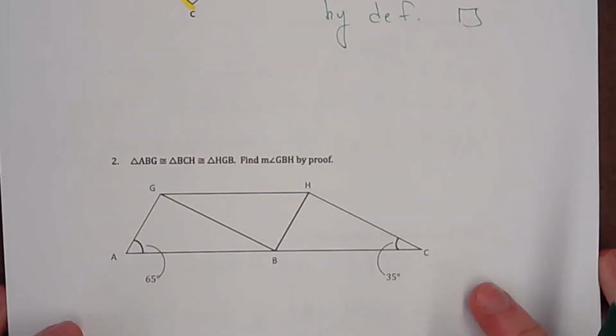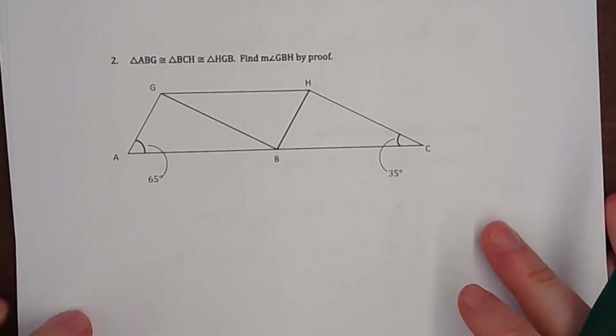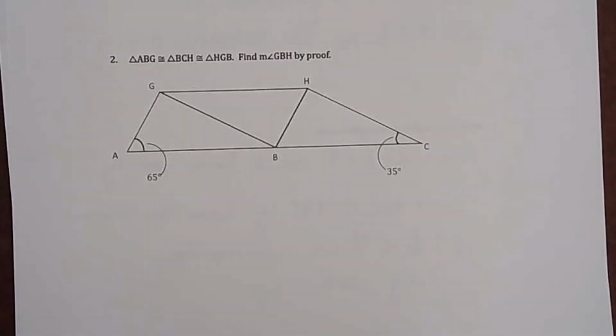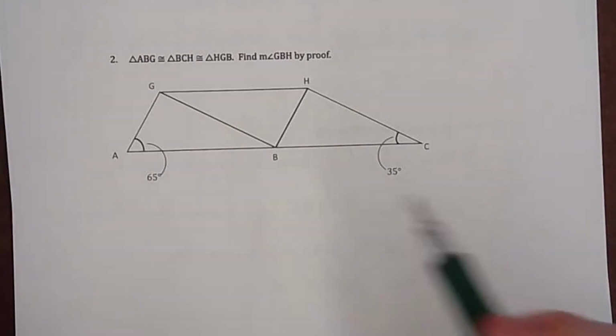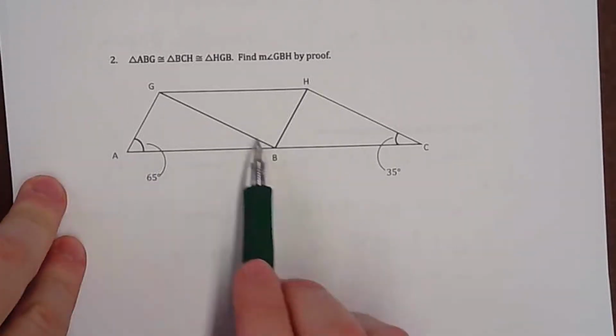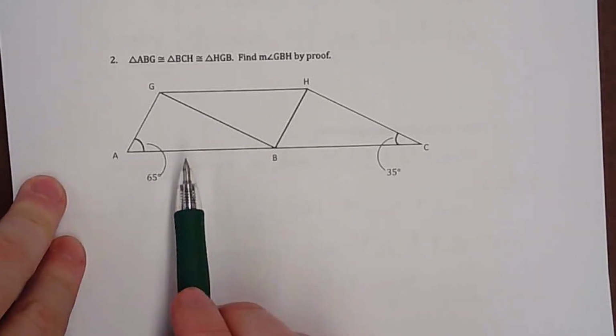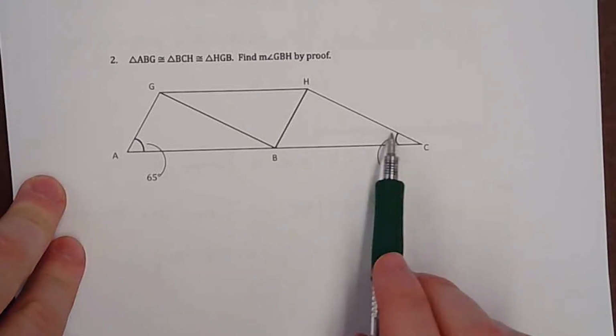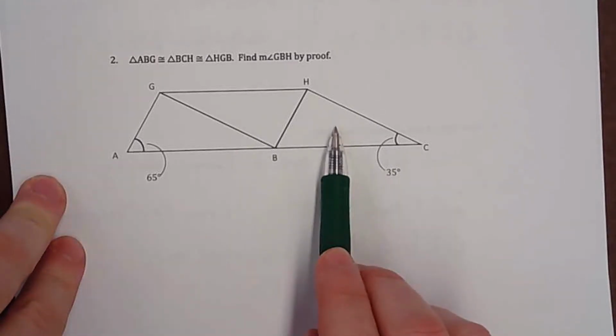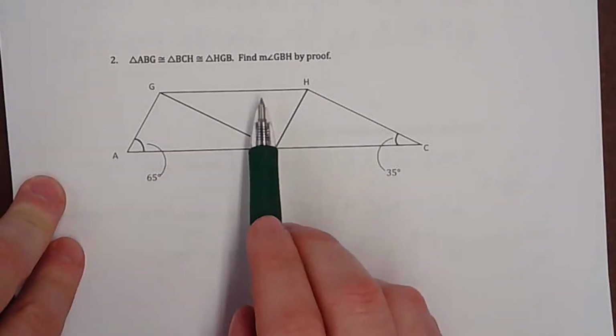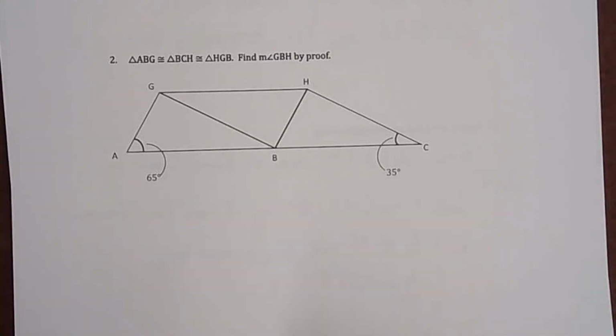Then we'll try for the big one. Number 2. So they tell us that triangles are congruent. So I bet we're going to use CCP, right? They tell us the triangles are congruent. Let's find those triangles. ABG is this triangle right here. BCH, that's this triangle right here. And HGB, the last triangle. They're all congruent. So find the measure of angle GBH by proof.